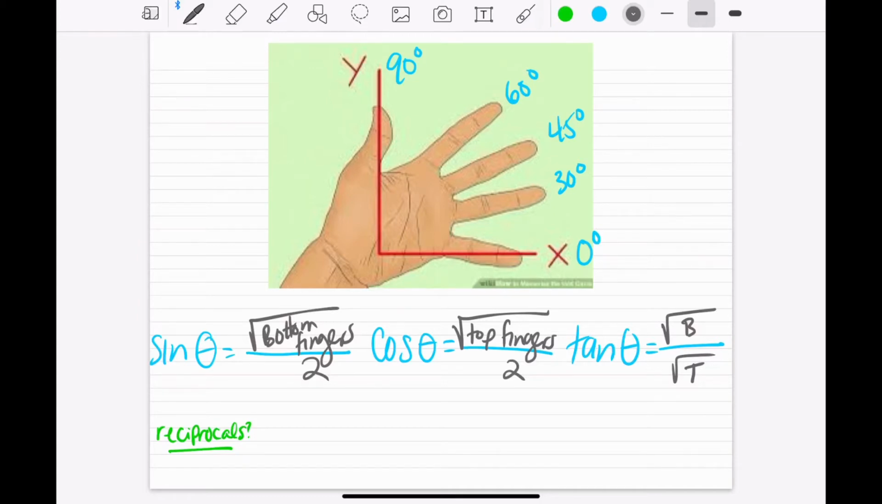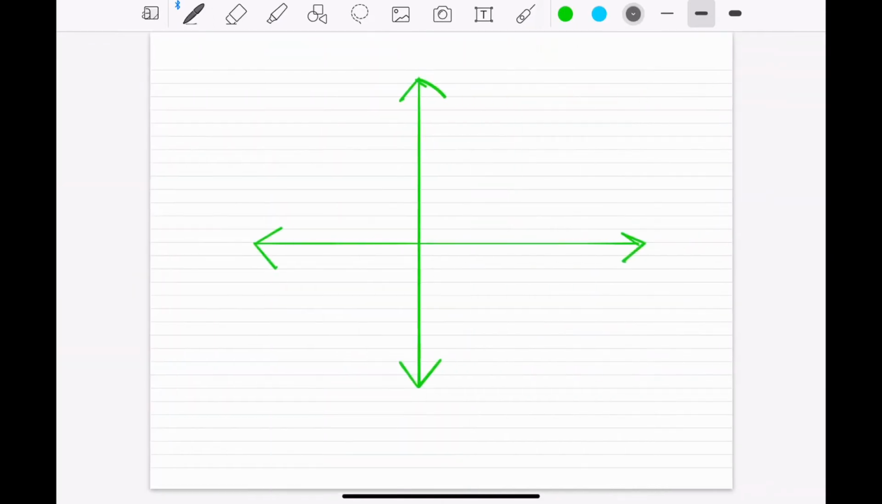Now what about the reciprocals? So what about cotangent, secant, and cosecant? If you guys remember, cosecant of theta is the reciprocal of sine. So to get the cosecant, all you have to do is flip that and you get your answer. The secant is the reciprocal of cosine, so the ratio will be 2 over the square root of top fingers. And of course, cotangent of theta is the reciprocal of tangent, so cotangent will be square root of top over square root of bottom. So now you know that, let's go to the following.